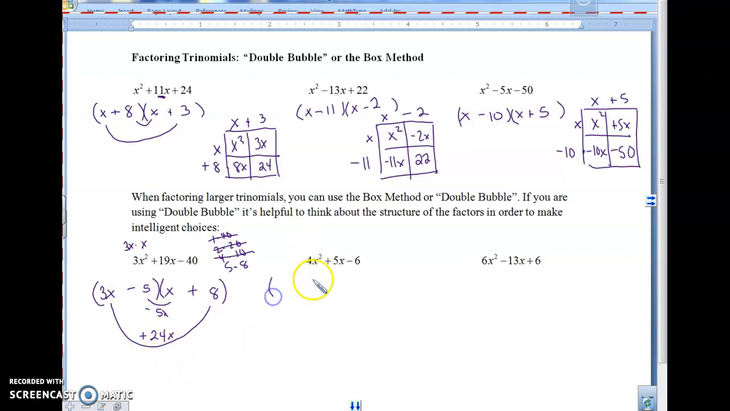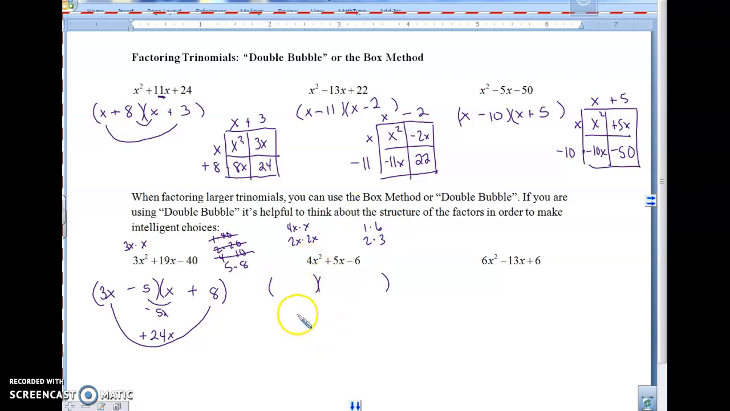All right, now where it gets a little complicated is when there's more than one factor that you could use. 4x squared could actually be 4x times x, or it could be 2x times 2x. And on the other end, 6 could be 1 times 6 or 2 times 3. So I've got two options to use, and I've got to make sure they work.